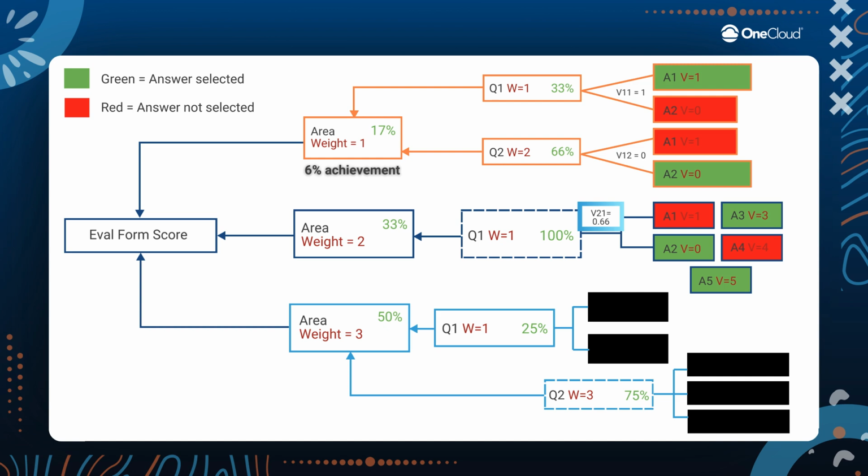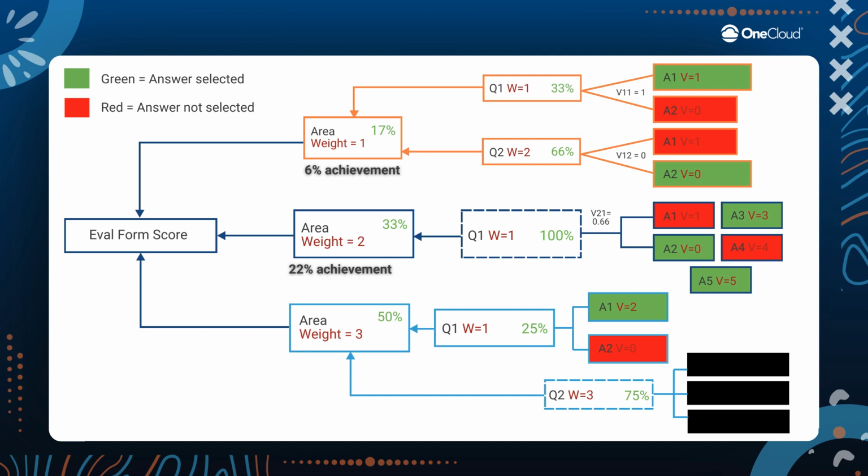In the context of the entire form, this area holds a weight of 2 out of the total 6, making this area's contribution to the total form score 1/3 or 33%. If we multiply this with our actual value achievement from this area of 66%, we take 66% of 33%, which is around 22%. This is Area 2's actual contribution to the total evaluation score.